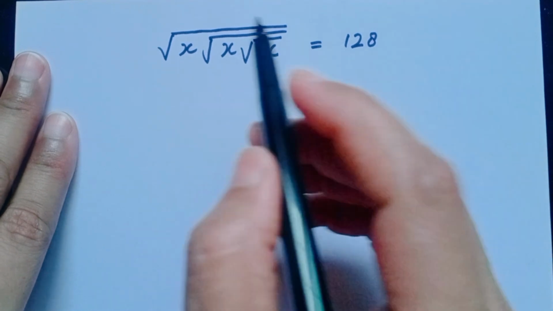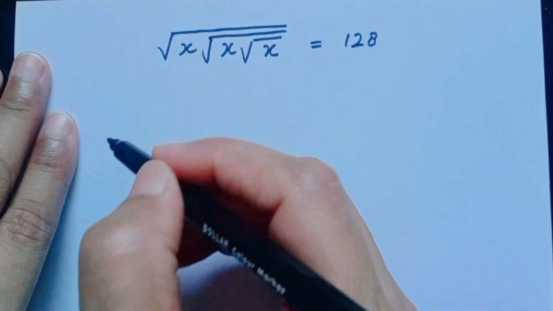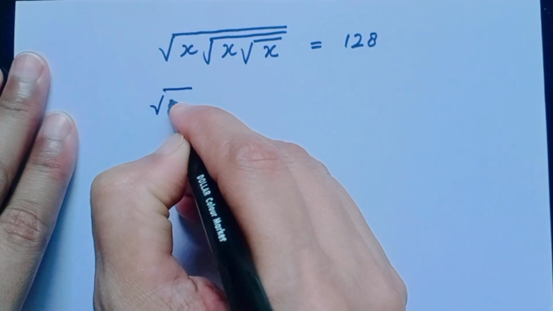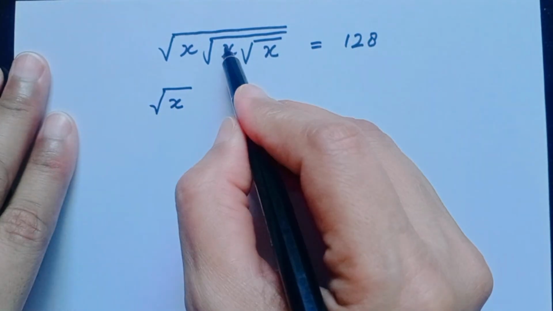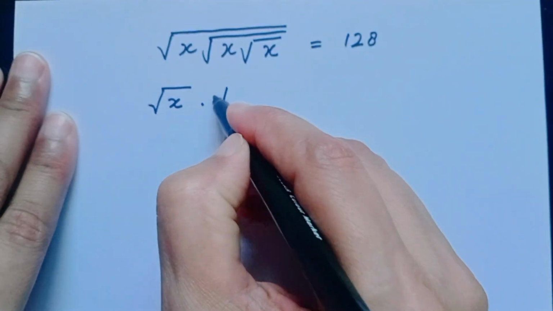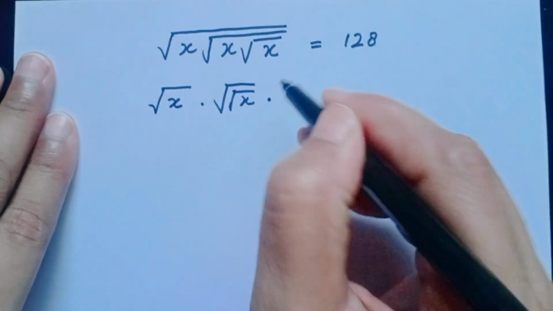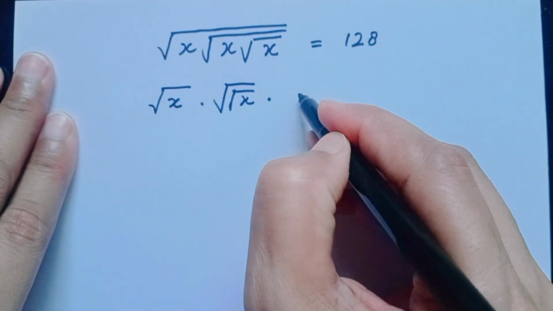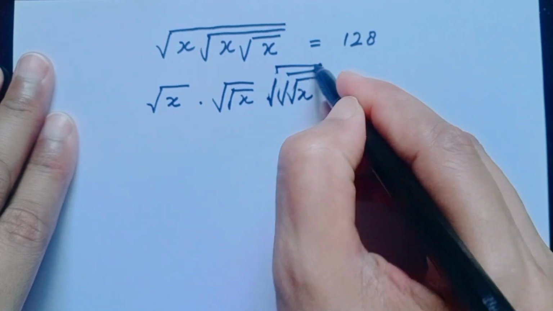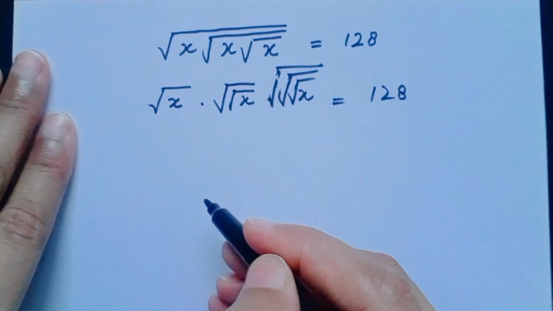In the first method, you can see that here x is under 1 square root. And we can write here square root x times here x is under 2 square roots, so times square root x, 2 square root x. So times here x is under 3 square roots. So we will write times square root x, square root, 3 square root. So is equal to 128.